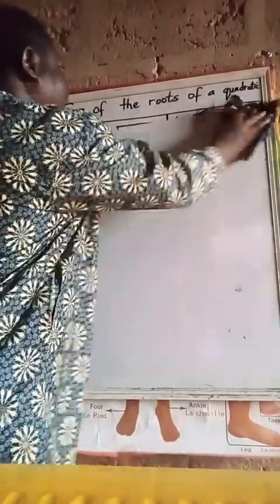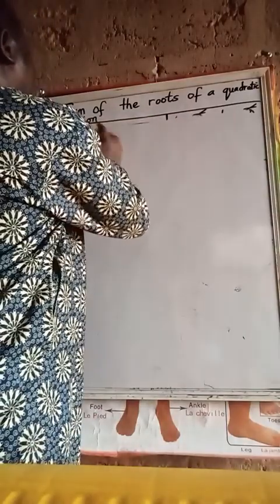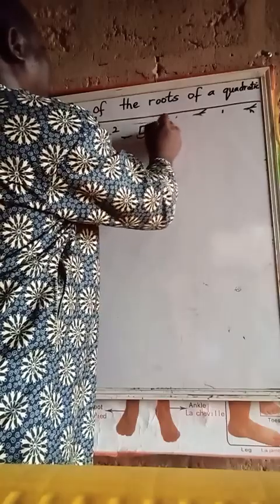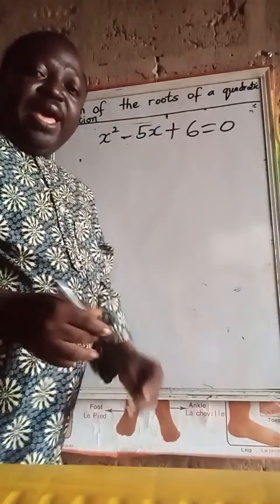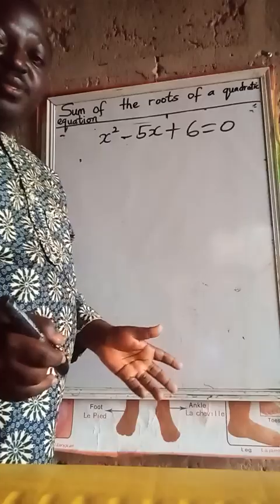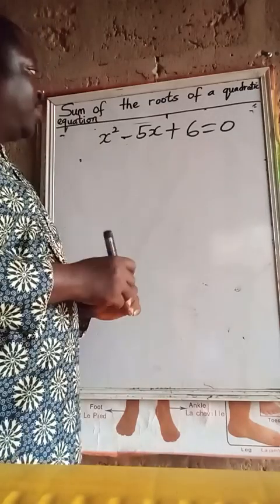Assuming we have this equation, x squared minus 5x plus 6 is equal to 0. Then we are asked to find the sum of the roots of this equation. So without solving this question now, we can easily do that.